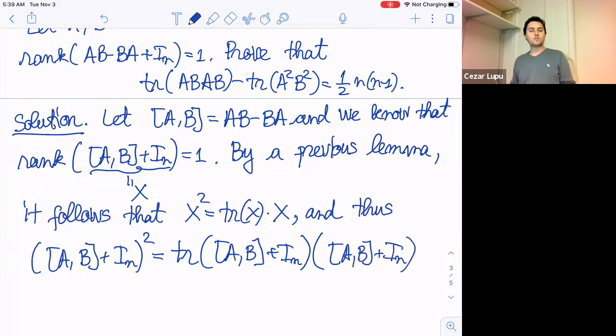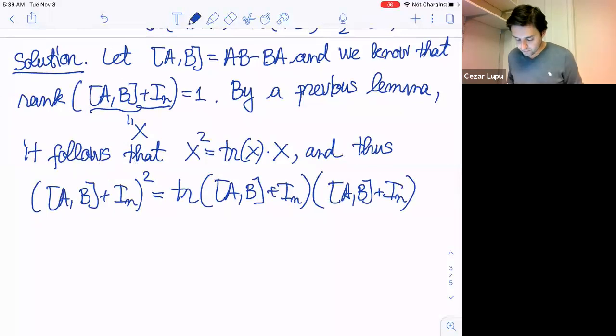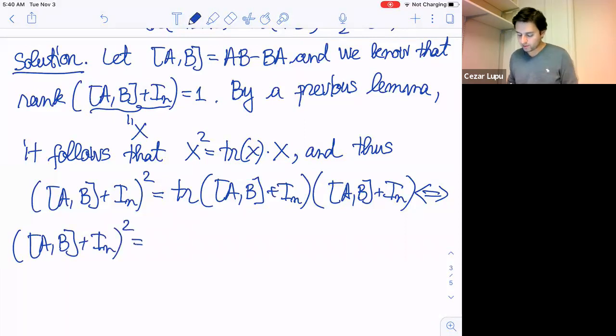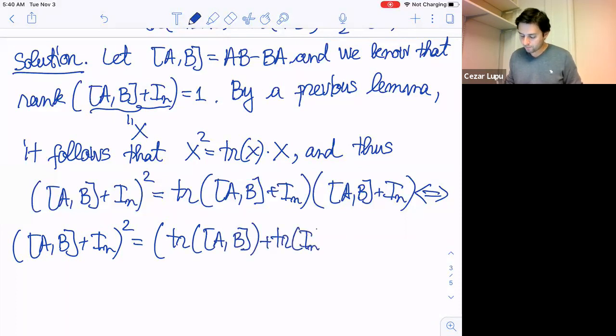Okay, and now let's rewrite this relation. It would be equivalent with, let's keep this term on the left-hand side the way it is: the bracket AB plus the identity, everything squared. And now let's do something about this trace here. As you know, this is nothing else than just the trace of the bracket plus the trace of the identity. And this is this.